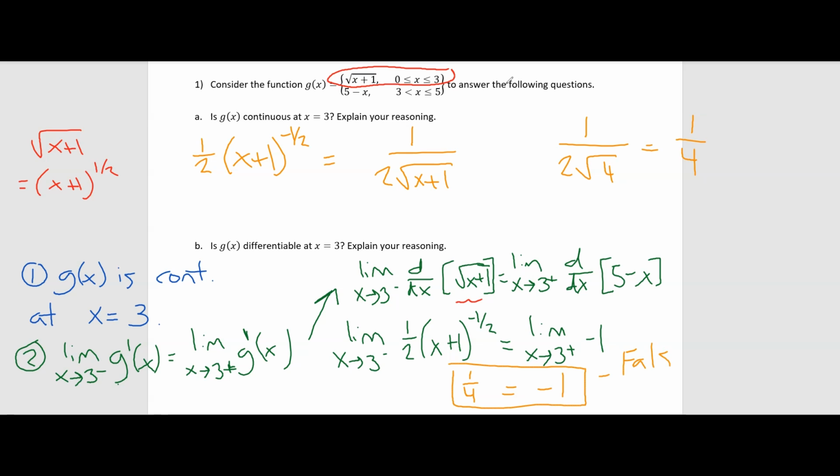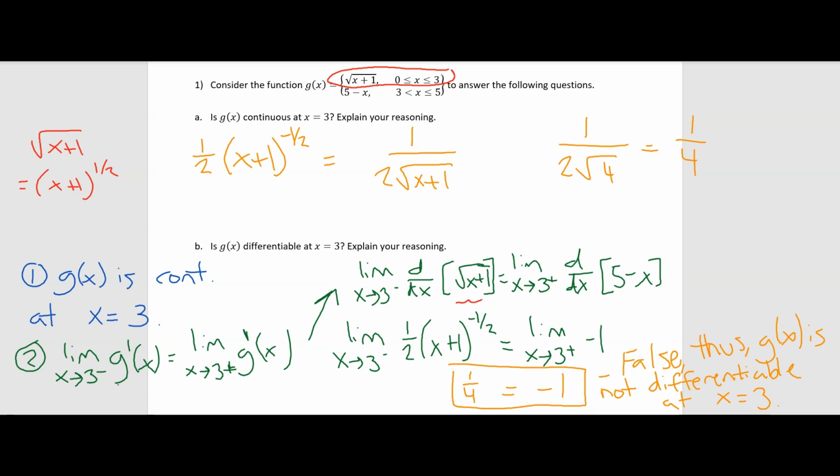So this is a false statement, which means the limits of the one-sided derivatives are not equal, which means that the function is not differentiable at x equals 3. So we just say false, thus g of x is not differentiable at x equals 3, and we are done. If they did equal one another, then we could say true, thus g of x is differentiable at x equals 3.